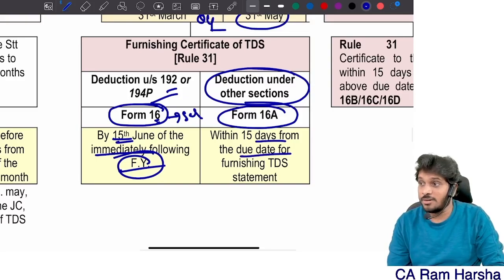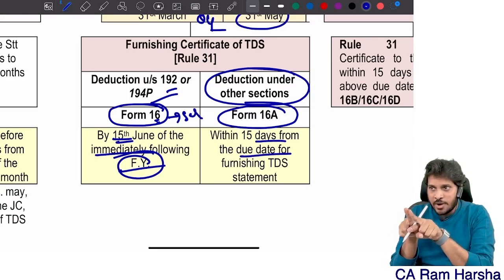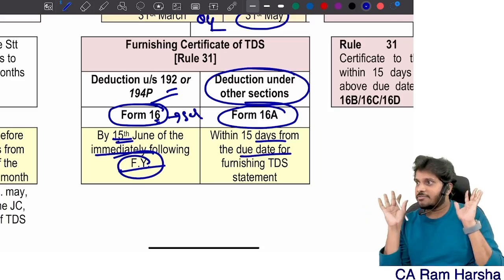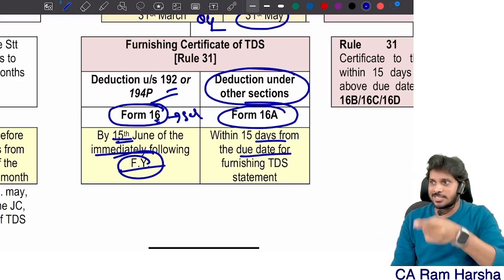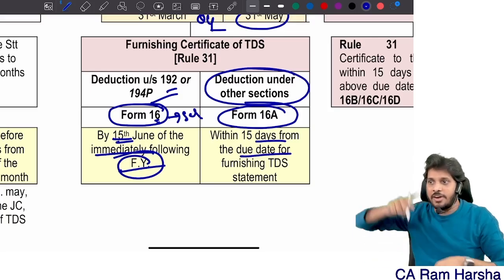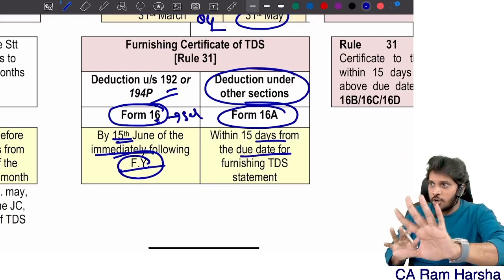Whereas for the remaining, once the ETDS return due date comes, from there 15 days. Because employees will only be with me, they will listen. Others, why will they listen? Do you think they will wait up to next year for showing them the proof of payment?